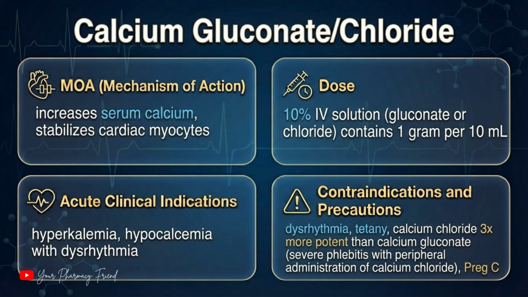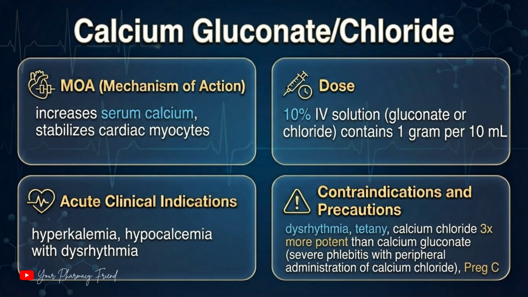More importantly, in emergency medicine, they help stabilize cardiac myocytes, particularly the cardiac cell membrane. In conditions such as severe hyperkalemia, elevated potassium levels can destabilize the cardiac membrane and lead to dangerous cardiac dysrhythmias. Administration of intravenous calcium helps restore the electrical stability of the cardiac membrane, thereby reducing the risk of life-threatening arrhythmias.